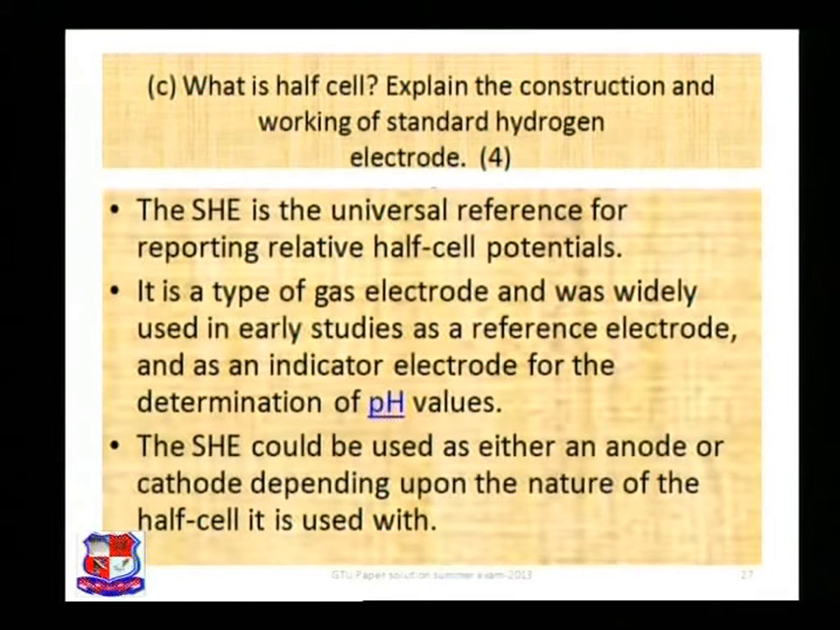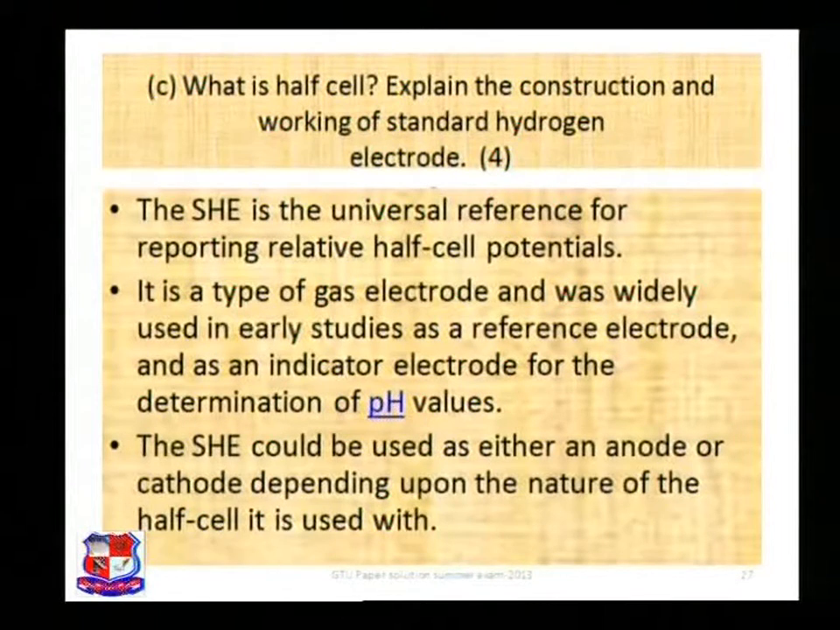Again, very important question, most frequently asked in the GTU: the working of the standard hydrogen electrode. You all are aware it is a reference electrode, and very clearly it is stated that it is a reference electrode having the potential of 0 volt. And what is the construction? Let us see that. It is a universal reference electrode for reporting relative half cell potentials.